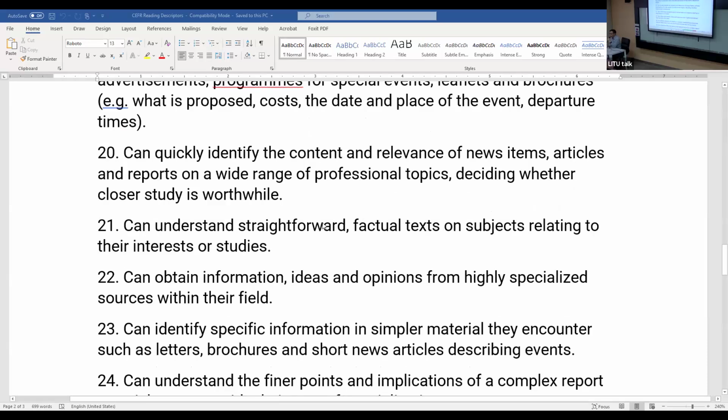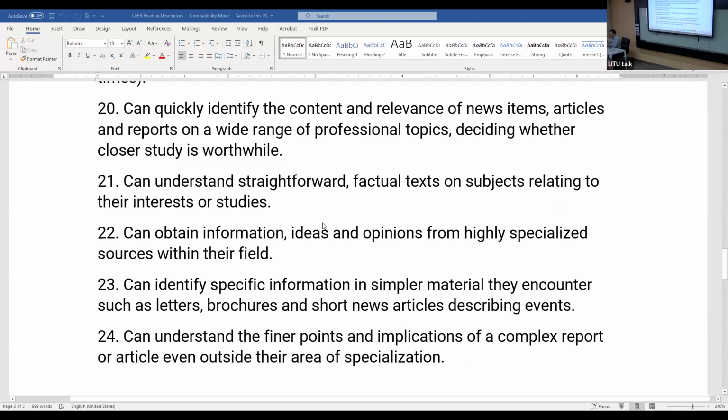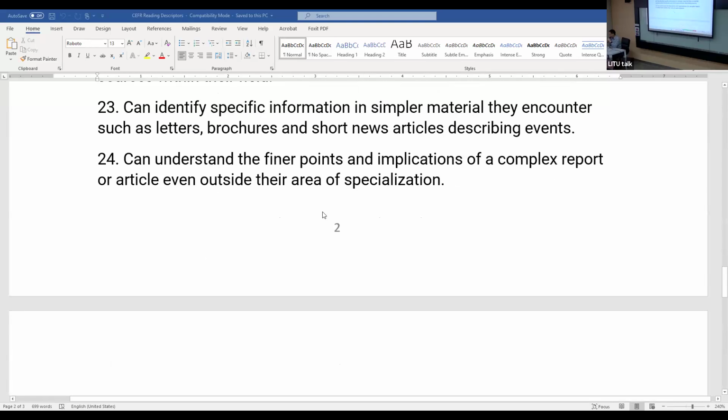B2. Why B2, not C1? Right, it's relevance, right? 21, straightforward. It should be B1. 22, B2. Why B2, not B1? Right. 23, simple again. Okay, easy. A2. 24, C2.